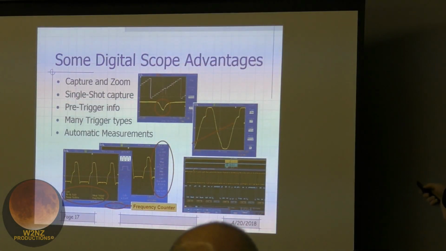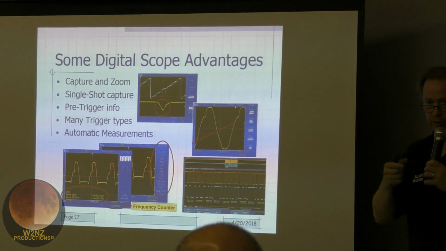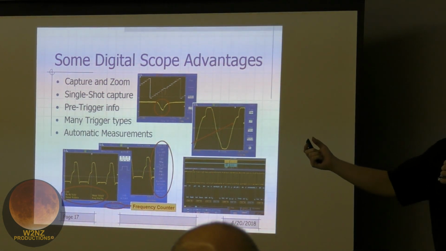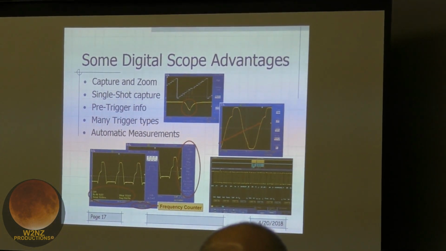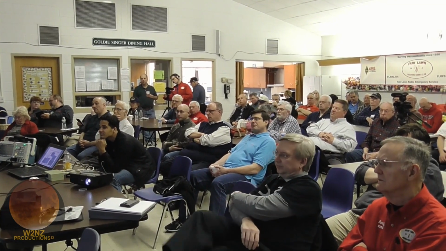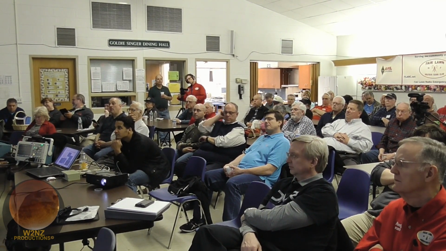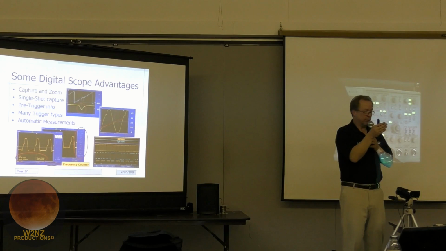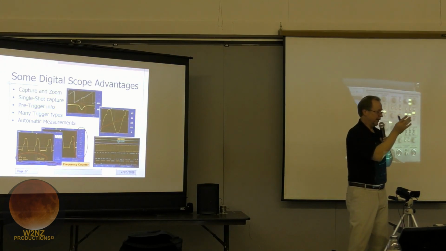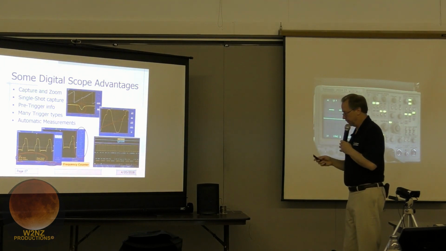So, some digital scope advantages. One of the things you can do is capture a signal in a single shot, then zoom in on it, because it's a movie that's captured in memory. Once I capture the data, all those points are there. I can zoom in, I can make measurements. We can do single shot captures. We can get pre-trigger information, because I can tell it I want the trigger in the middle of the screen or over here, and I can get data leading up to the trigger and data after. You can't do that with an analog scope.